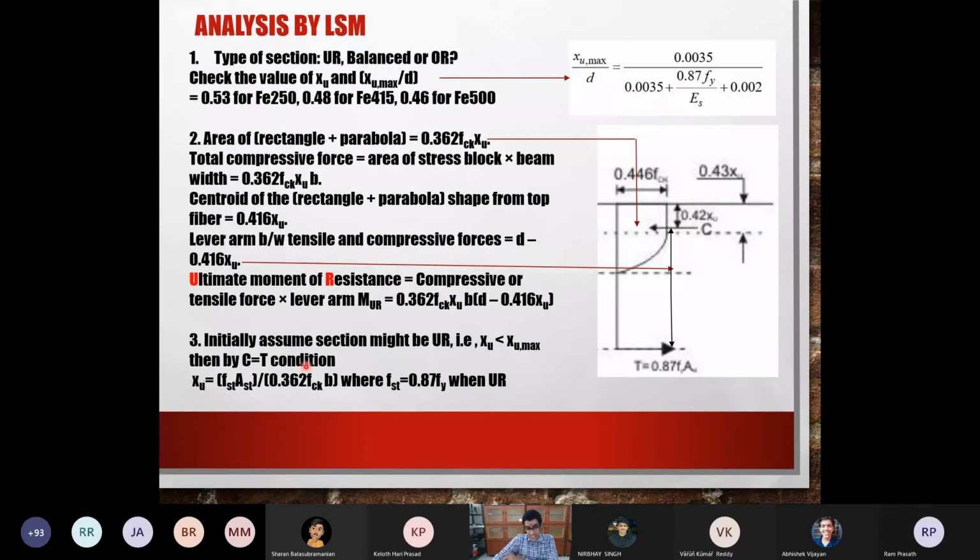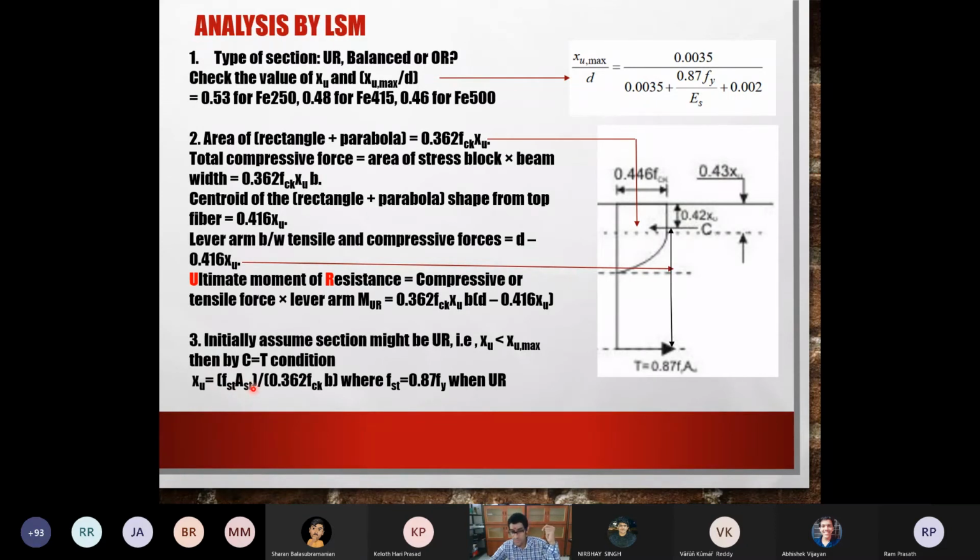So one thing is, initially we do not know what XU is. We may need to find XU, and without knowing XU you cannot use this formula. So how to find XU? Here you have no other option. You're going to make an assumption that your beam is under reinforced. So this is the compressive force. Tensile force is given by stress in steel times area of steel, which is FST into AST.